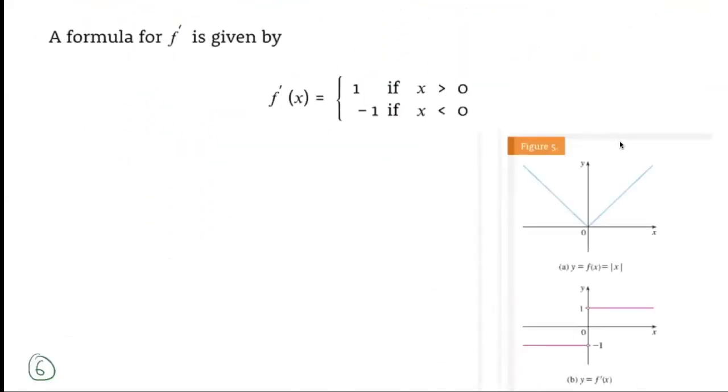Now let's try to find the formula for the derivative of this function f. Well, when x is less than 0, the slope of the tangent is negative 1, so f prime of x equals negative 1. When x is greater than 0, the slope of the tangent is positive 1, so that's equal to 1 when x is greater than 0. And when x equals 0, the derivative does not exist. So f prime does not exist at 0.